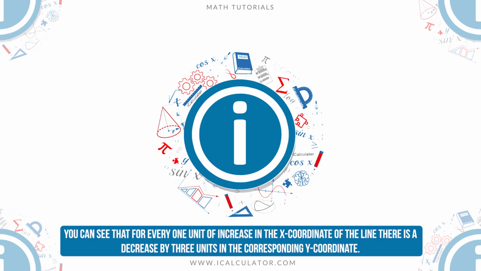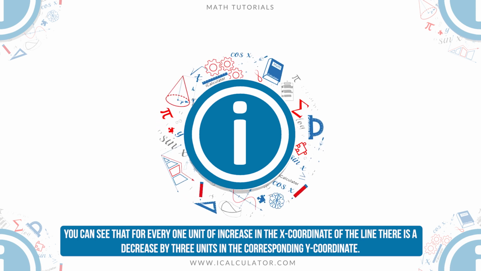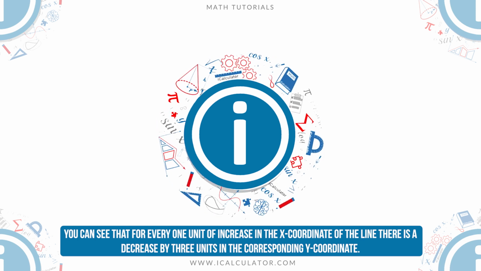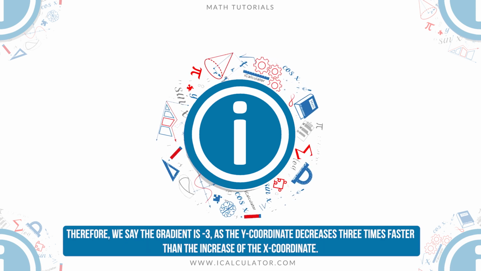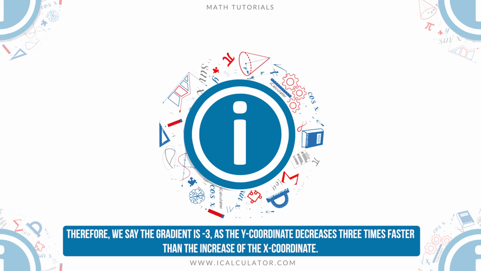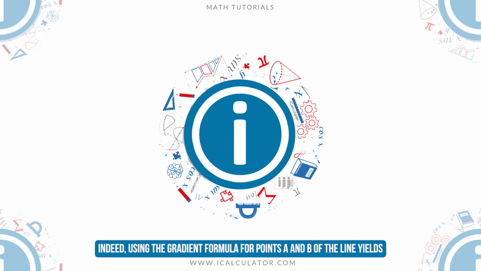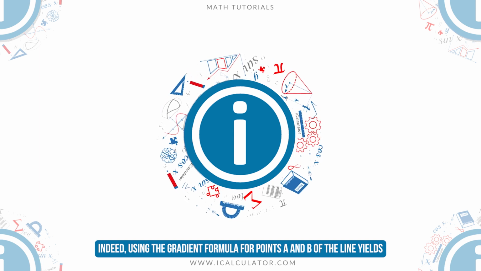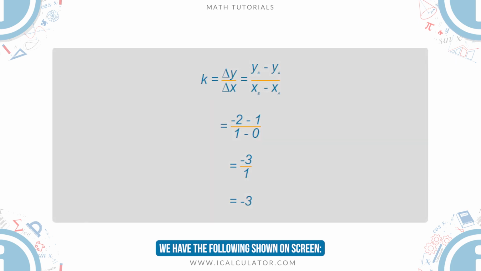You can see that for every 1 unit of increase in the x-coordinate of the line, there is a decrease by 3 units in the corresponding y-coordinate. Therefore, we say the gradient is -3, as the y-coordinate decreases 3 times faster than the increase of the x-coordinate. Indeed, using the gradient formula for points A and B of the line yields, we have the following shown on screen.